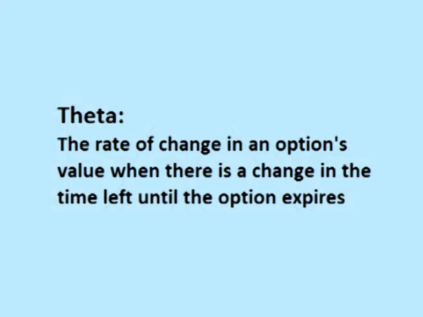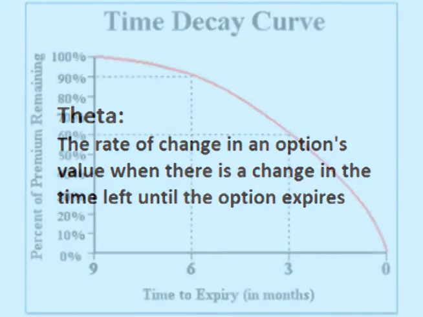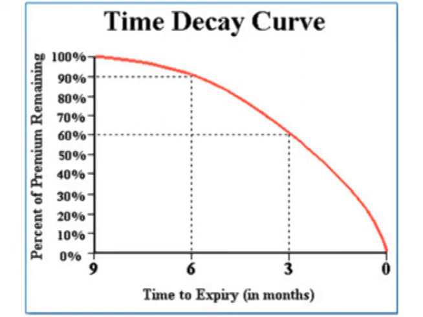Theta is the rate of change in an option's value when there is a change in the time left until the option expires. As the option moves closer and closer to expiring, there is less time left for the option to possibly move to where the option is profitable. This causes the option to lose value due to time decay. The rate of time decay on an option's value is not linear. As an option gets closer to expiring, time decay speeds up.